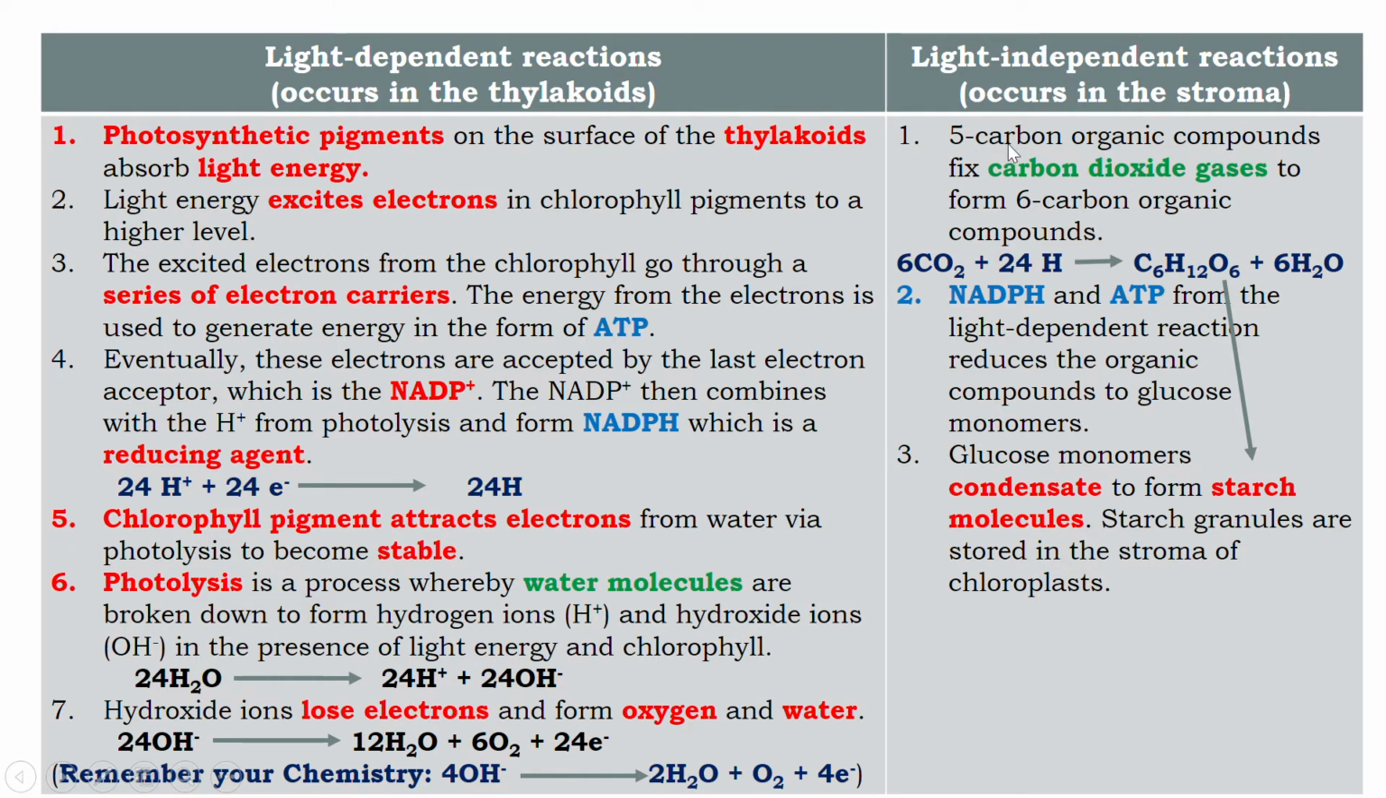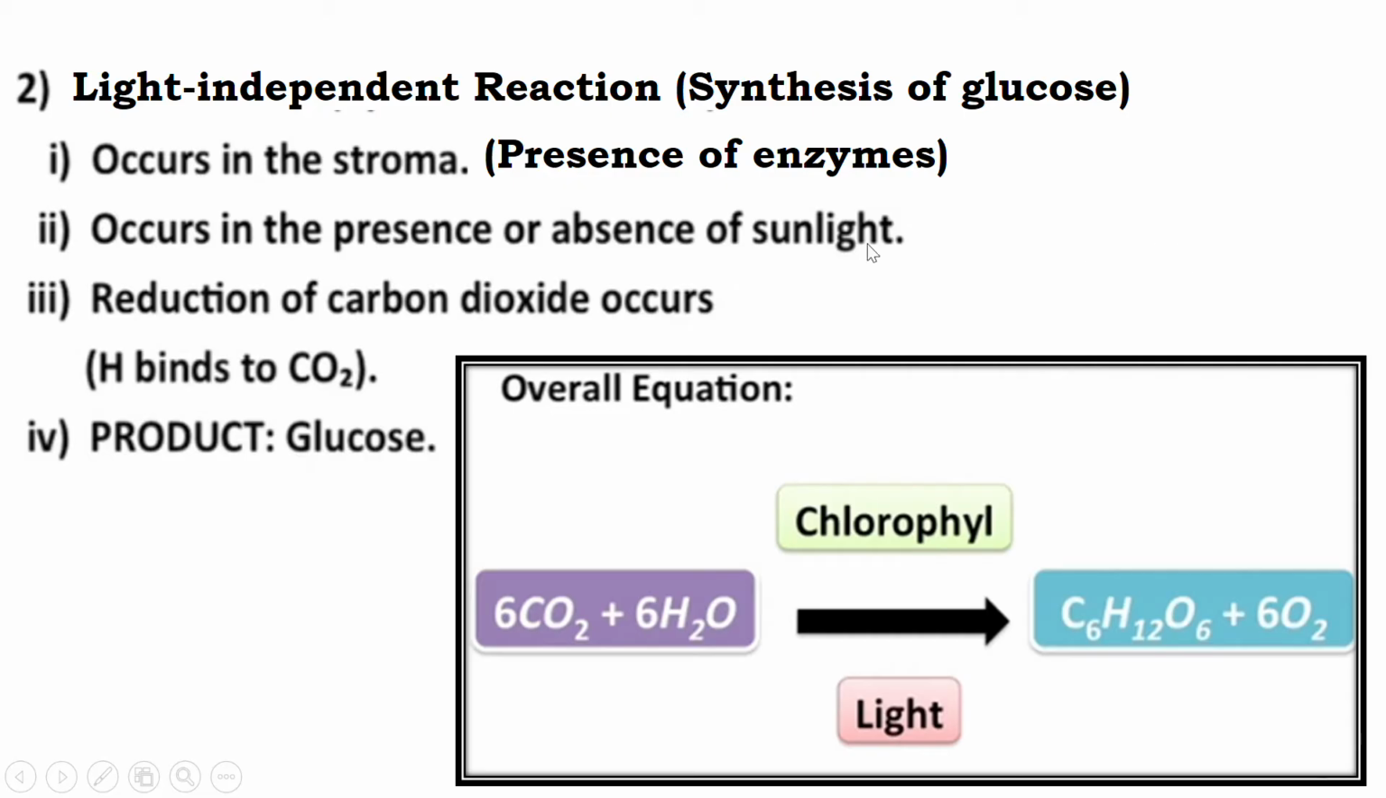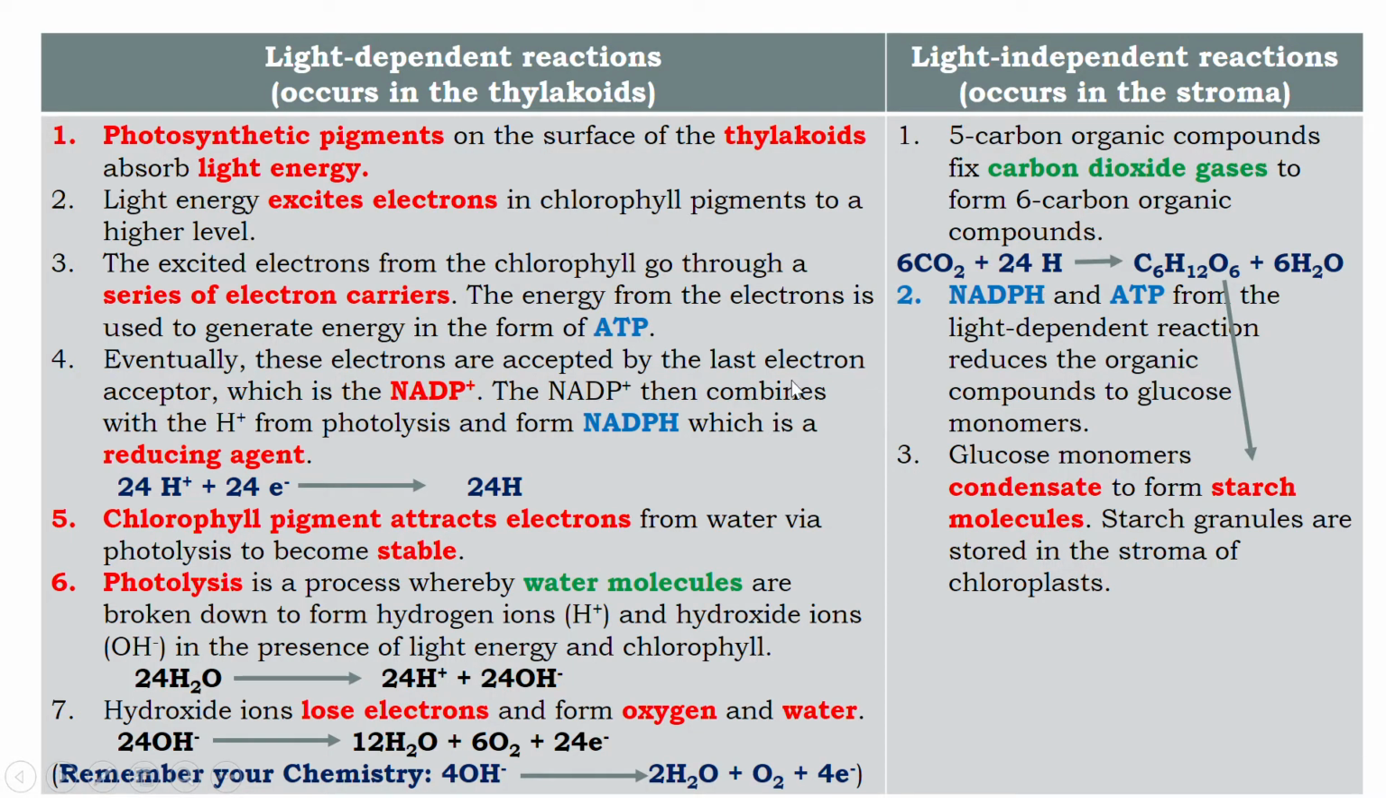So these 5 carbon organic compounds will fix the carbon dioxide gases to become 6 carbon organic compound. Okay, maksudnya dia akan membentuk this one the 6 carbon lah. Ini adalah satu molekul glucose. Okay, just now we already mentioned di sini light independent. Apa yang berlaku is that this carbon dioxide will accept ataupun bind to hydrogen atom from the light-dependent reaction. So this is what happened.